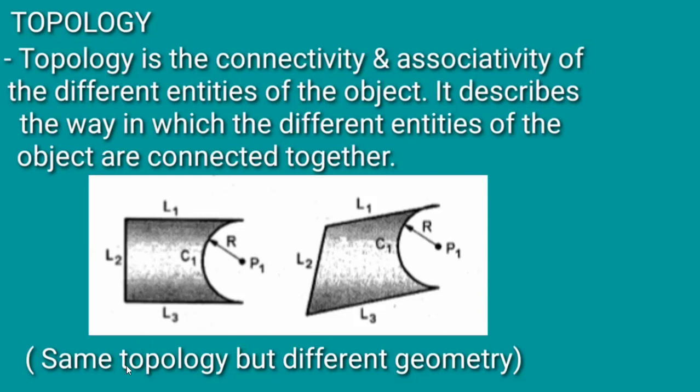So you can see here topology is the same but geometry is different. You can see L1 having some different angle, and here you can see a different angle. So that's why geometry is different here and topology is the same.